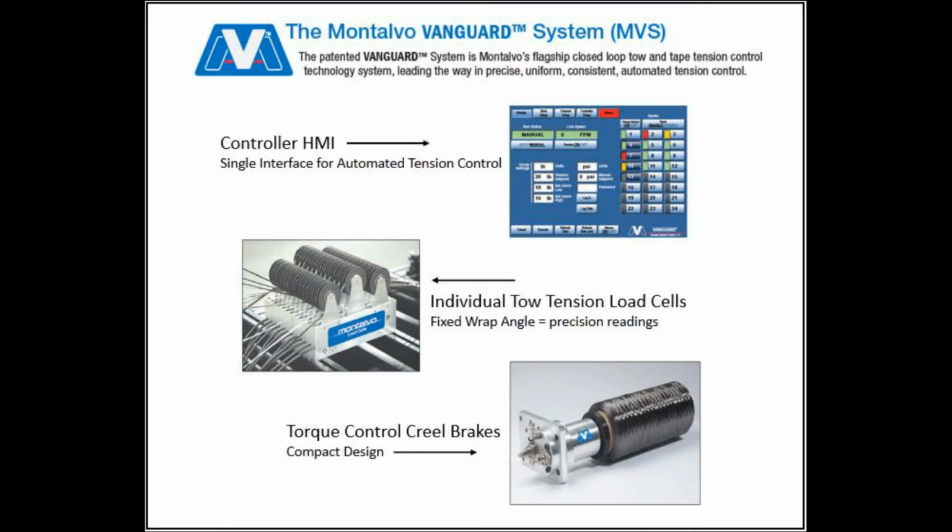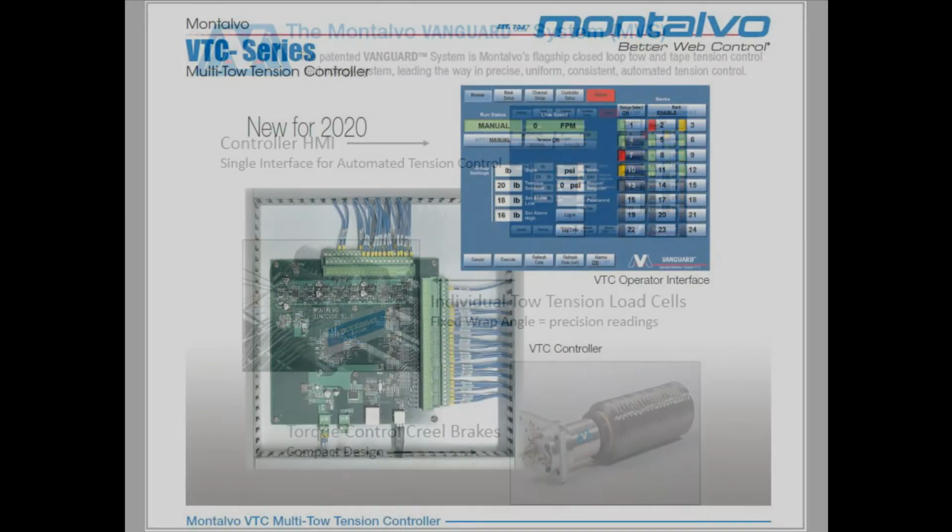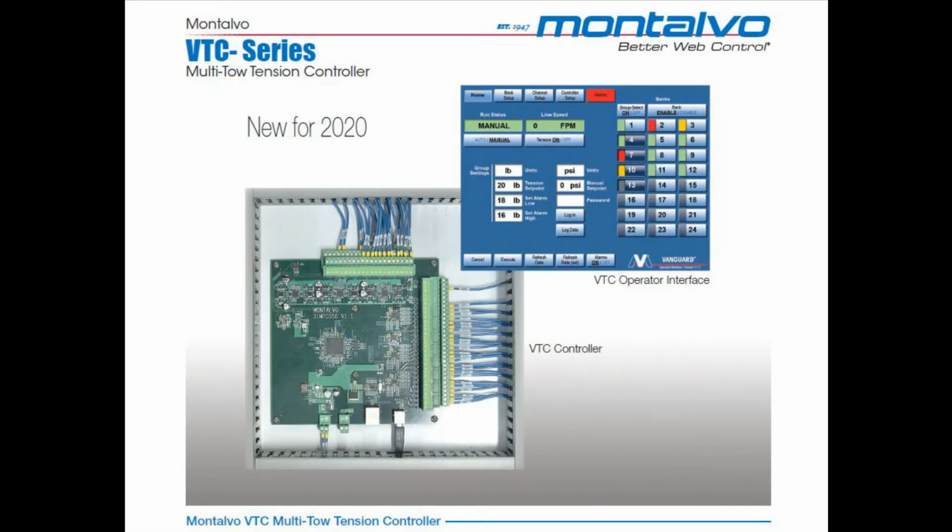Montalvo's Vanguard system consists of three primary stages: tension control, tension measurement, and torque control. As shown in this diagram, tension control is managed with the closed loop tension controller. Tension measurement is managed with the load cell, and torque control is managed with the creel brake. At the heart of the Vanguard system is the controller. The Vanguard controller is designed for the unique and often low tension requirements of composite materials.